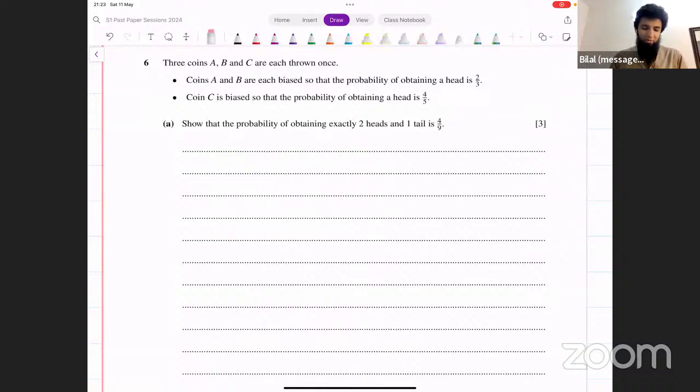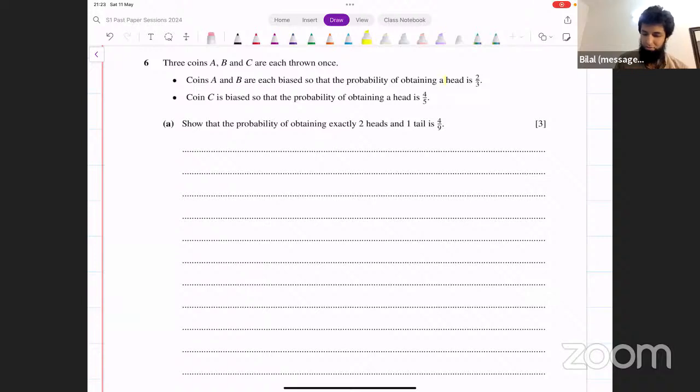Okay, so the last question from this paper: 3 coins A, B, and C are each thrown once. Coins A and B are each biased so that the probability of obtaining a head is 2 over 3. Coin C is biased so that the probability of obtaining a head is 4 over 5.